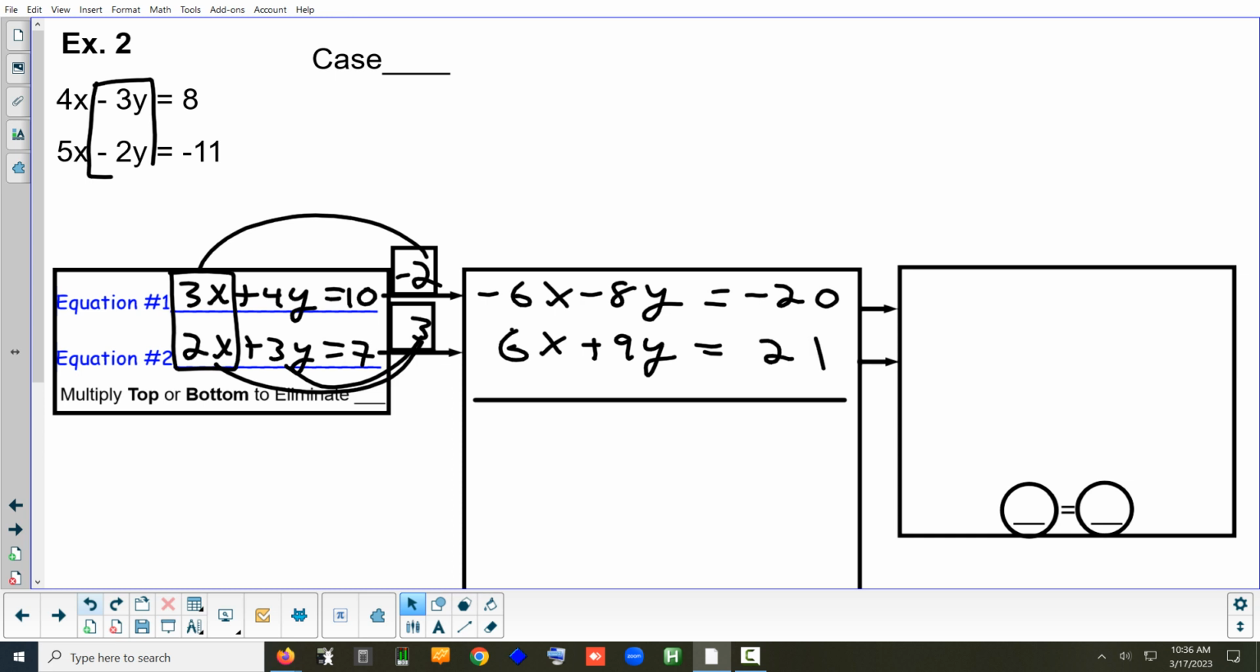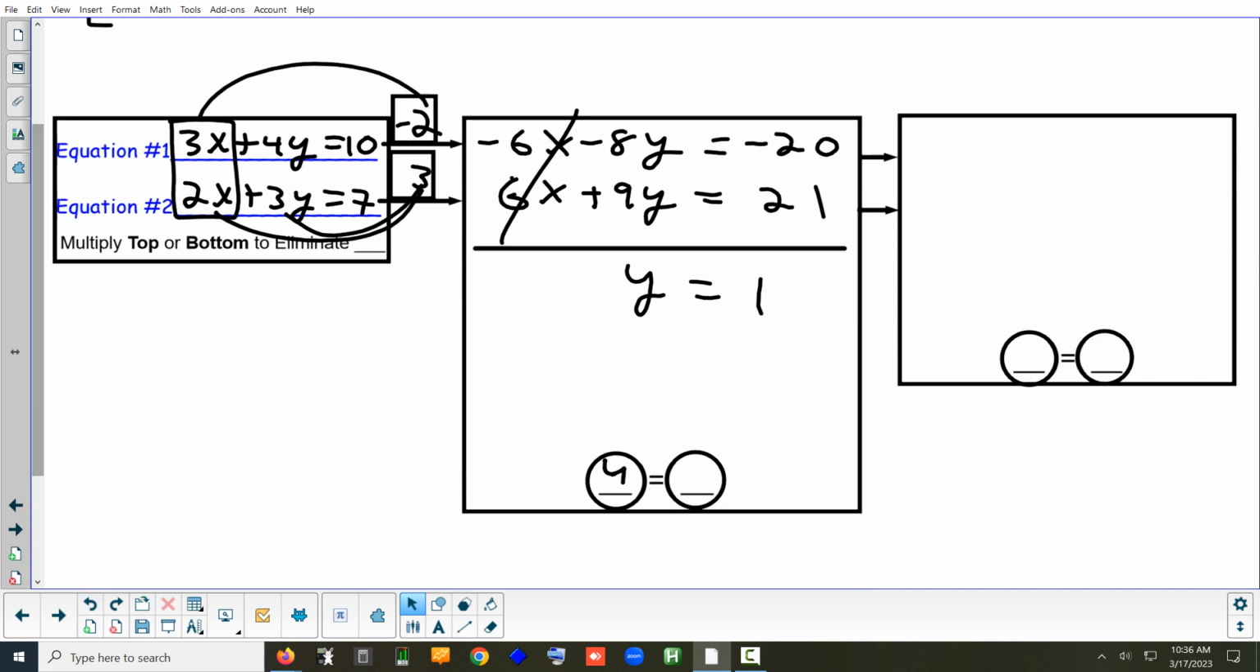Okay, add them up. What's negative 6x and positive 6x? They cancel out. What's negative 8y plus 9y? 1y, that's a nice one. And negative 20 plus 21? 1. So you're actually done at that step, y equals 1. Now you plug it back in, and then you find x. Okay, but I think this is the trickiest part.